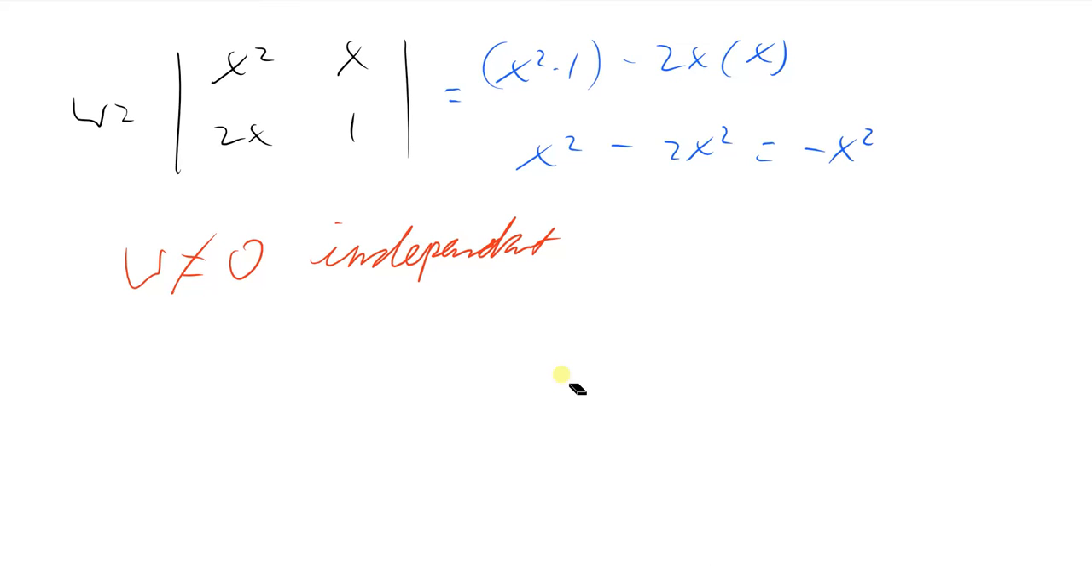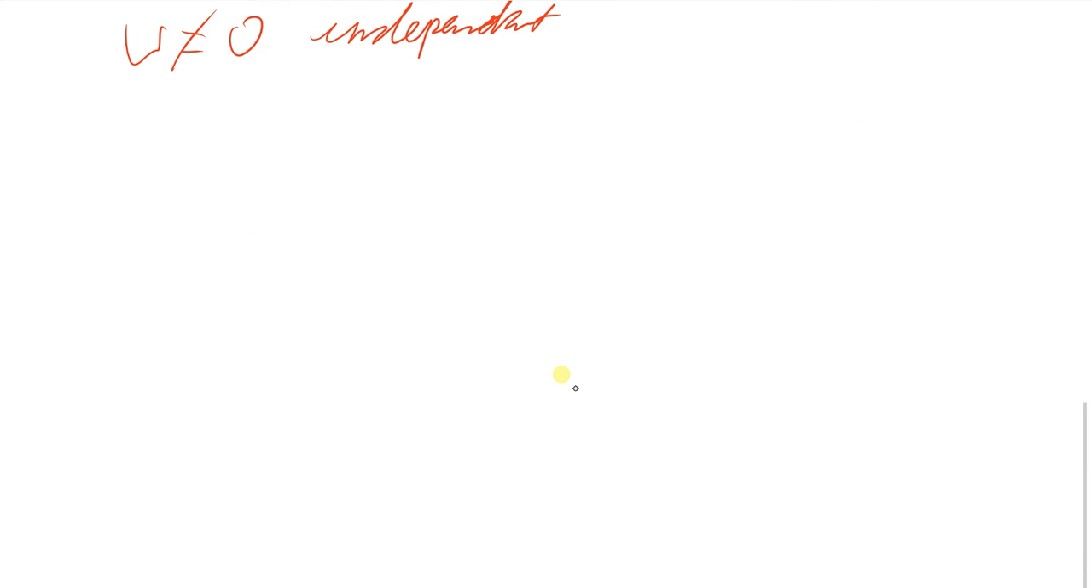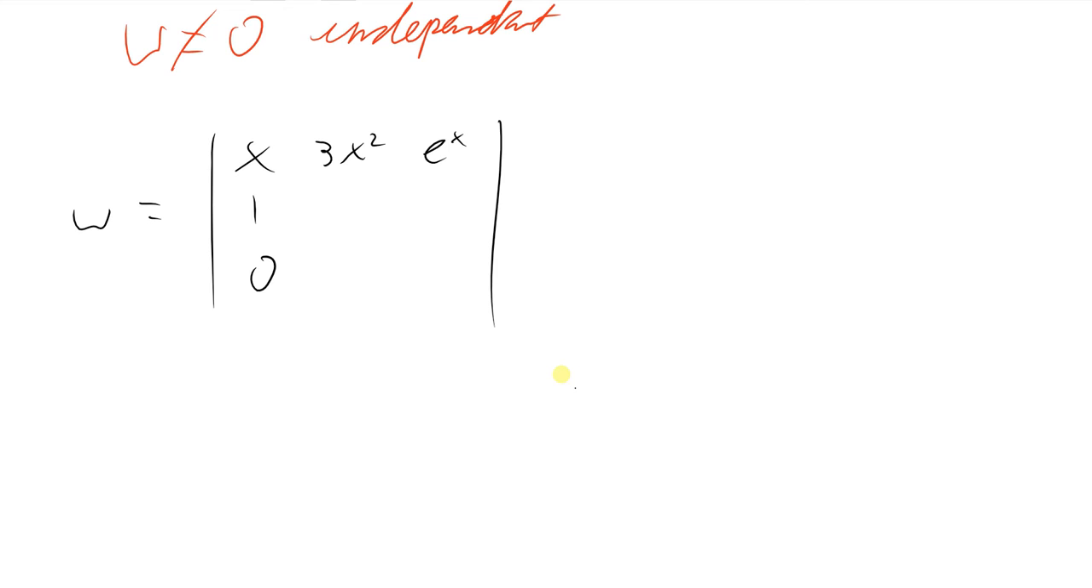So you can do that for bigger functions as well, which makes it very convenient. So we can do the Wronskian of 3 functions. So we could have maybe x, 3x squared, e to the x. And you just have to do it in 3D. So we have x, this is going to be 1 and that's 0. We have 3x squared, we have 6x, and we have 6 and e to the x and e to the x.